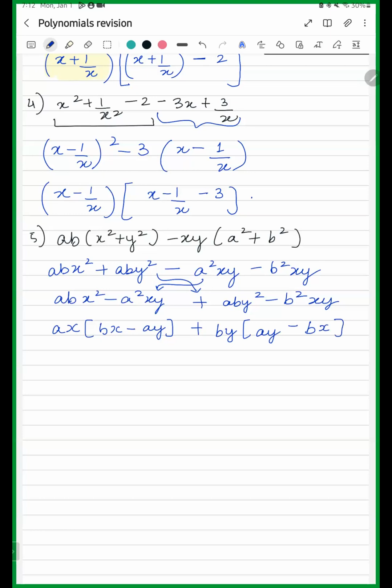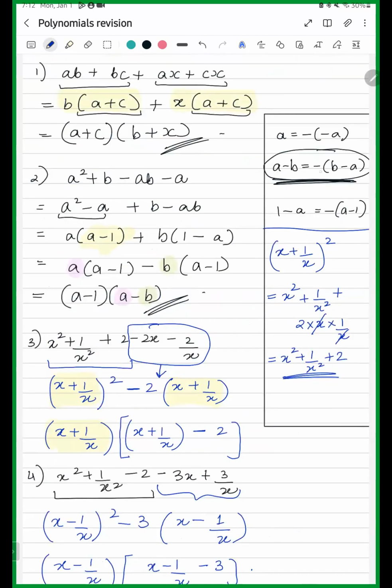Now see, again the same thing is happening. Here the bracket is becoming reverse. This was BX minus AY, here we have AY minus BX. So you can do the same thing here: BX minus AY, but take a minus sign outside and interchange these two terms. This is nothing new, just the negative of b minus a.